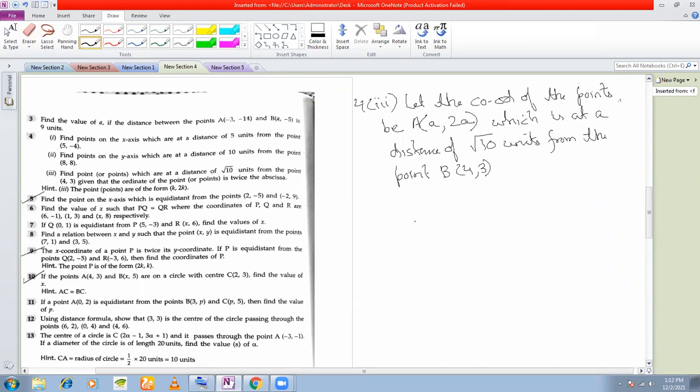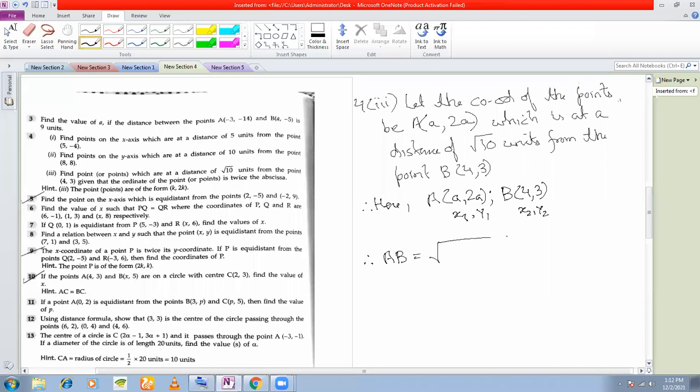Now, we want to find out the distance AB. Therefore, here, let's write the coordinates first. A is (a, 2a) and B is (4, 3). Let us take this as x1, this as y1, this as x2, and this as y2. So therefore, what is AB here?